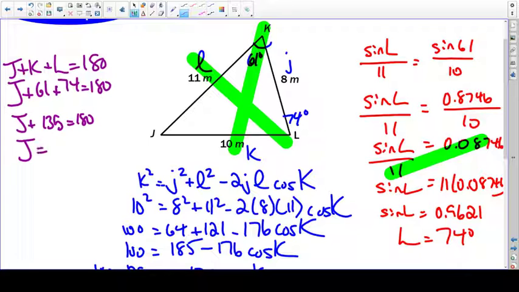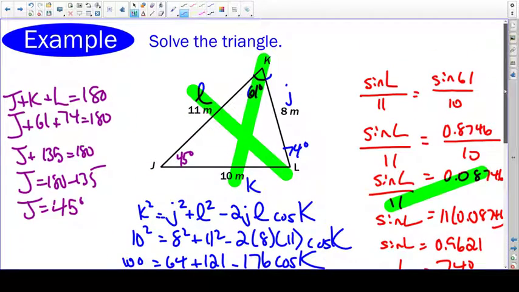And when we take 135 away from 180, we're going to get 45 degrees. So angle J is 45 degrees. And now that we know all three sides, they're all given to us, and we have found all three angles, we have solved the triangle. So you must know 6 pieces of information in order to have solved the triangle correctly and completely. Okay? All right. One more example.